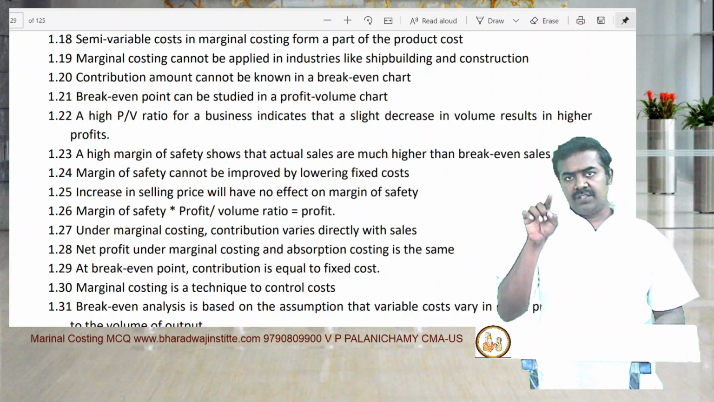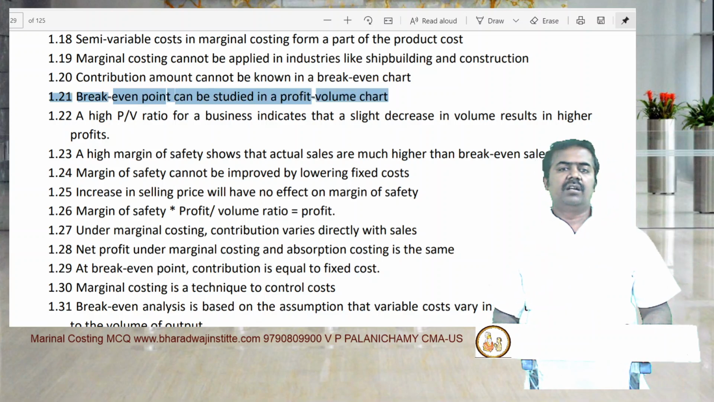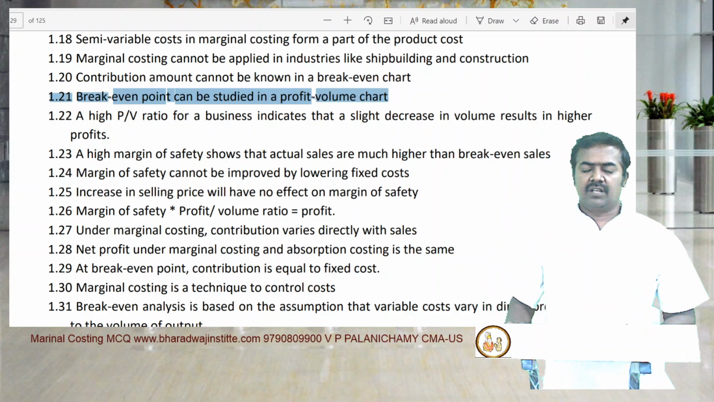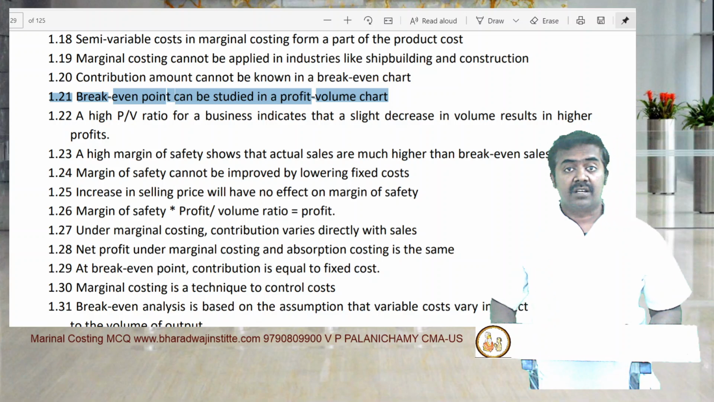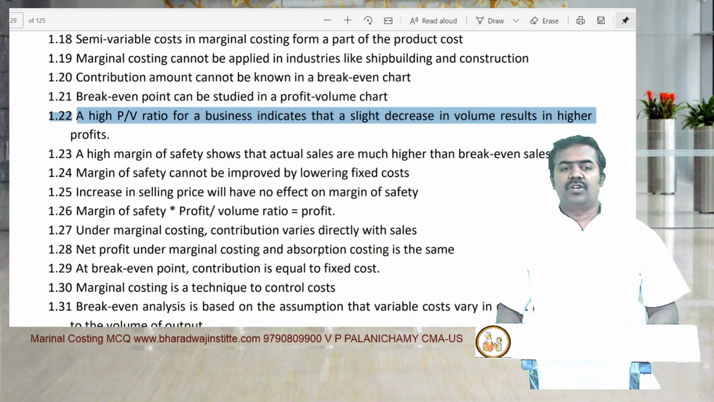Break-even point can be studied in profit volume chart. Yes, we had seen break-even chart. Okay, so where we can study the profit volume when fixed cost and variable cost, total cost and total revenue intersect, that is called as break-even point. Okay, beyond the break-even point it is profit zone, below that it is a loss zone.